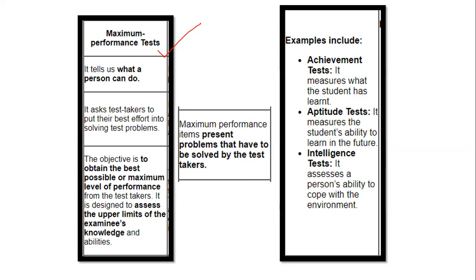knowledge and ability. So to understand the upper limits, they have to present problems that have to be solved with the help of this test. Now a sub part of it can be achievement, a sub part can be aptitude, a sub part can be intelligence. So your maximum performance test will give you an idea of achievement, aptitude and intelligence.